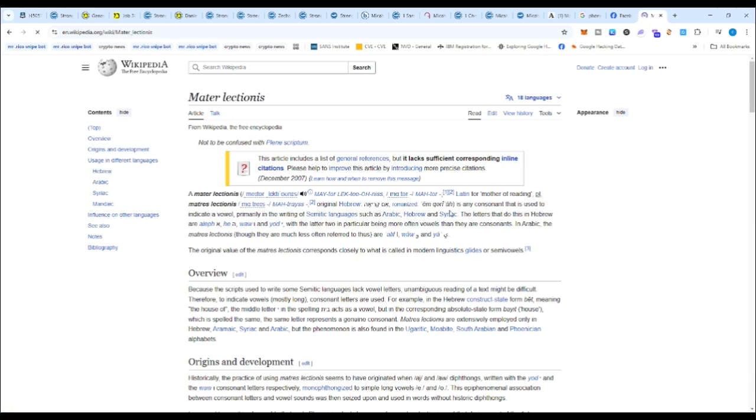Matres lectionis, Latin for mother of reading. Matres lectionis is any consonant that is used to indicate a vowel, primarily in the writing of Semitic languages such as Arabic, Hebrew, and Syriac. The letters that do this in Hebrew are Aleph, Hey, Vav, and Yod, with the latter two in particular being more often vowels than they are consonants. In Arabic, the matres lectionis are Aleph, Vav, and Ya.